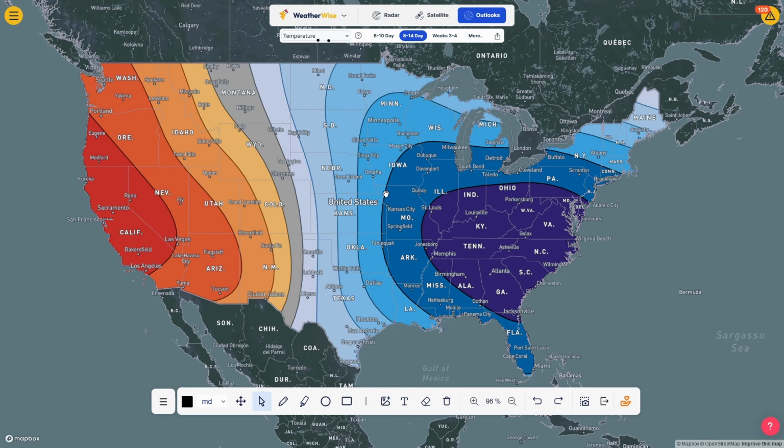Even though we don't have a lot of active systems ongoing, it's just a lot we'll have to cover the next couple of weeks, and really January as a whole will be quite active as far as winter weather goes.